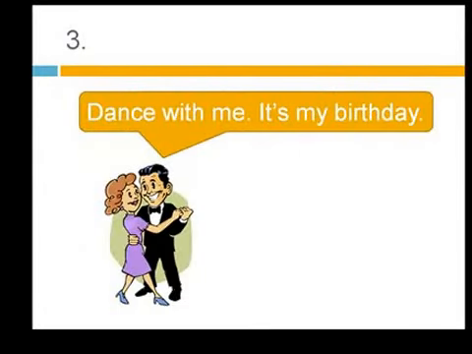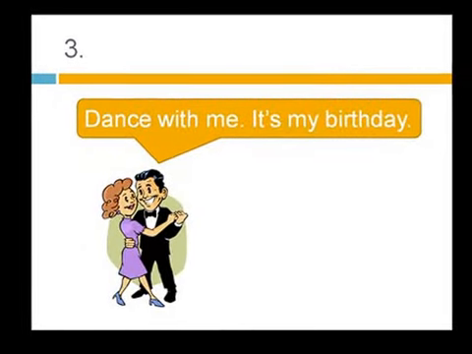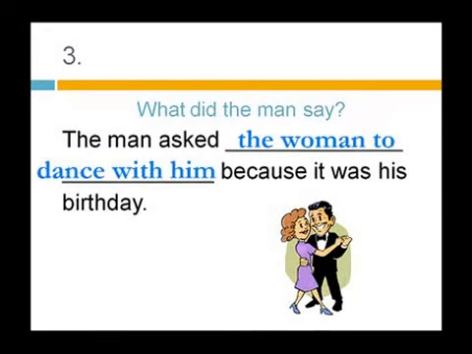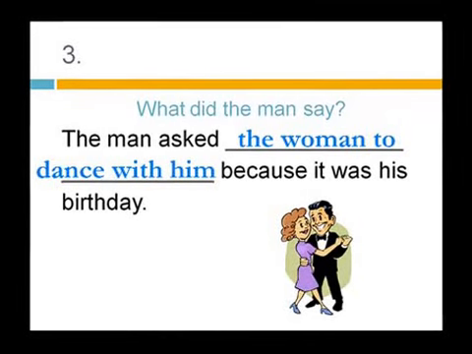3. Dance with me. It's my birthday. What did the man say? Answer. The man asked the woman to dance with him because it was his birthday.